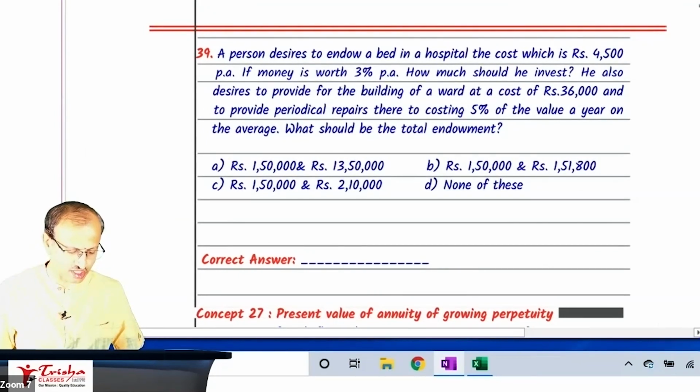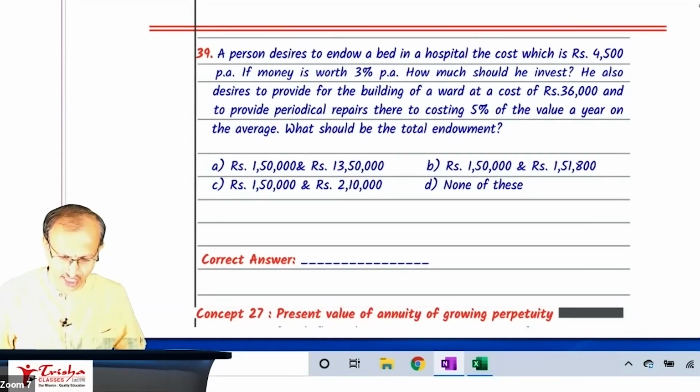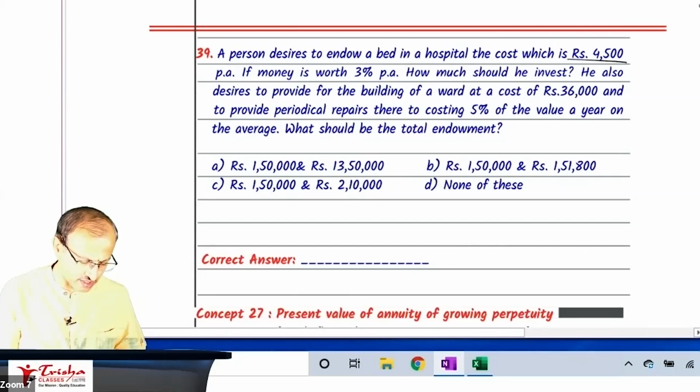There's an interesting question here, the 39th question. This question came similar to you in the previous exam. A person desires to endow a bed in a hospital. I repeat, a person desires to endow a bed in a hospital. The cost is rupees 4,500 per annum. Money is worth 3% per annum. How much should he invest?